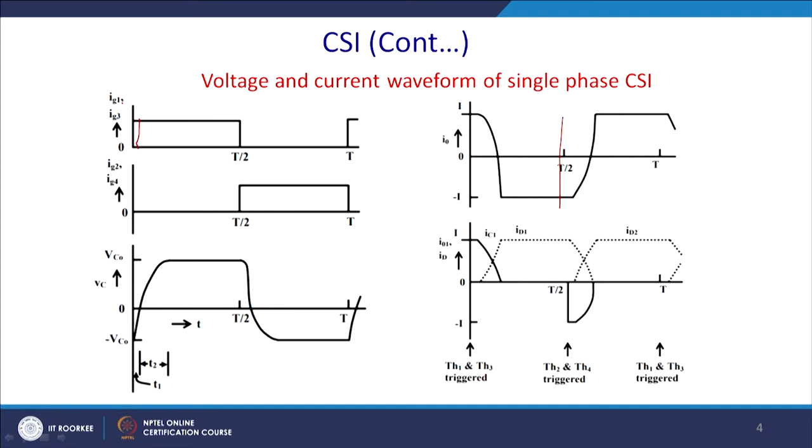So, let us come to the basics first; applications we will talk about in STATCOM or in active power filter. So, IG1 and IG3 have been gated. So, current will flow through it with a constant value, and thereafter IG2 and IG3 have been gated. Then this kind of pulse will be there.